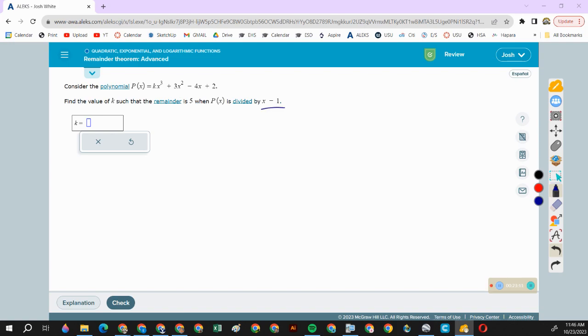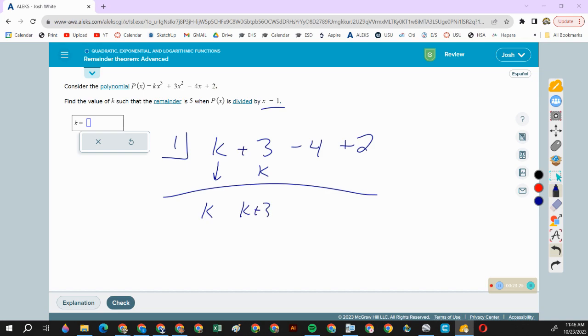So we're dividing by x minus 1. So I put 1 in the corner. K plus 3 minus 4 plus 2. Drop the k. 1 times k is k. So k plus 3. 1 times k plus 3 is k plus 3. Add those together and I get k minus 1. 1 times k minus 1 is k minus 1. Add those together and I get, oh my goodness, k plus 1.